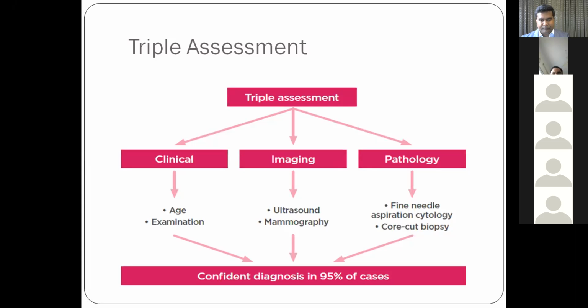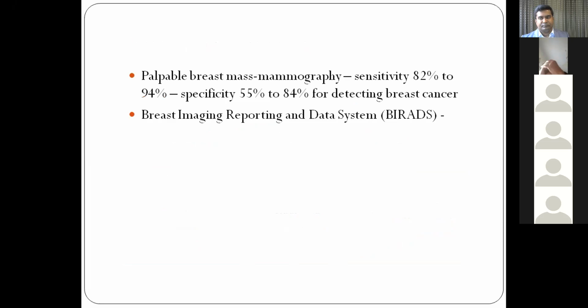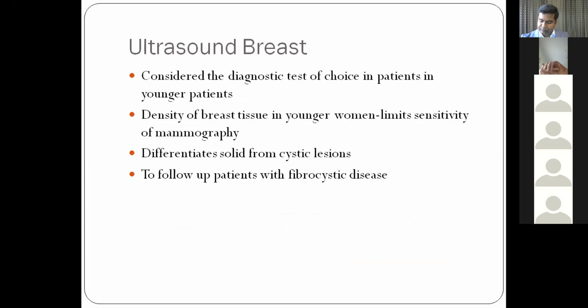For imaging, what we recommend is basic imaging modalities: mammography in women above the age of 40 years, if you're suspecting anything or the patient has come to you with a lump, you'll have to do a mammogram. In younger patients, it's better to do an ultrasound breast because the breast is dense. A mammogram may not elicit the clinical findings that you are suspecting clinically. So for younger women less than 40 years, ultrasound breast is the one which is recommended. It obviously distinguishes solid from cystic lesions.